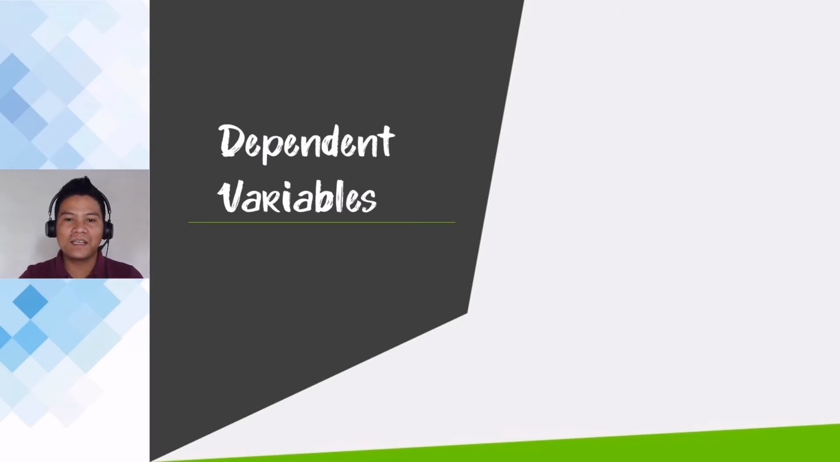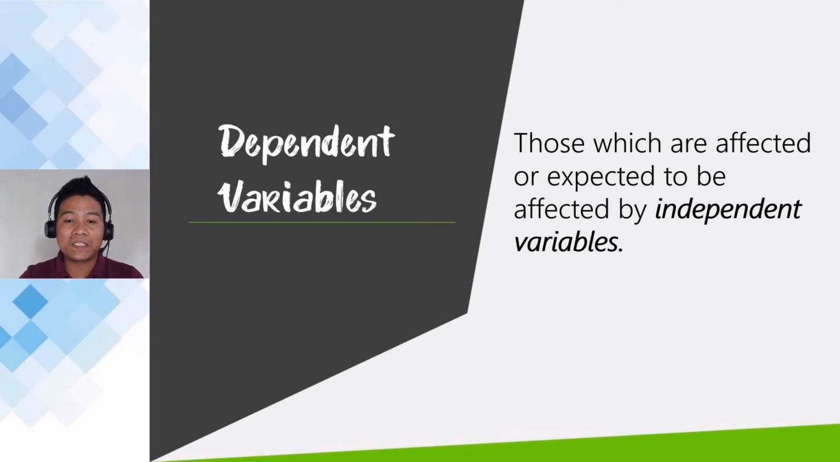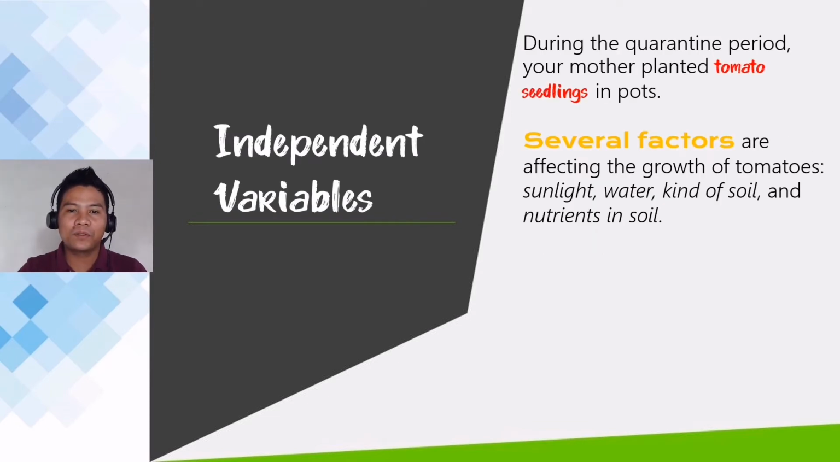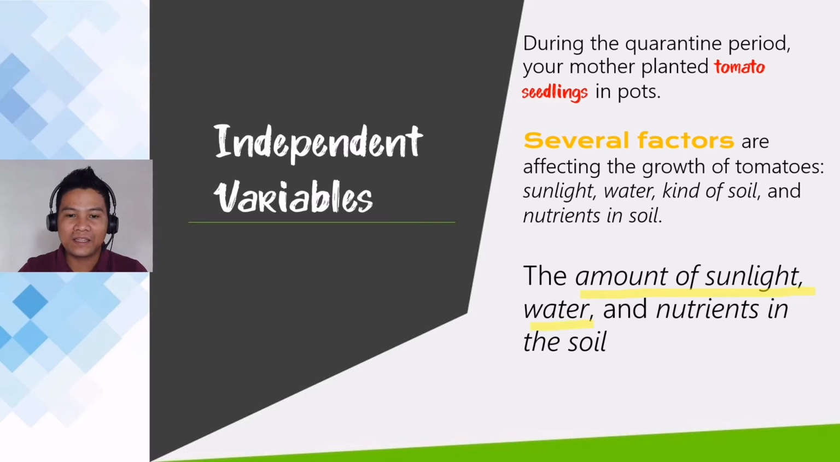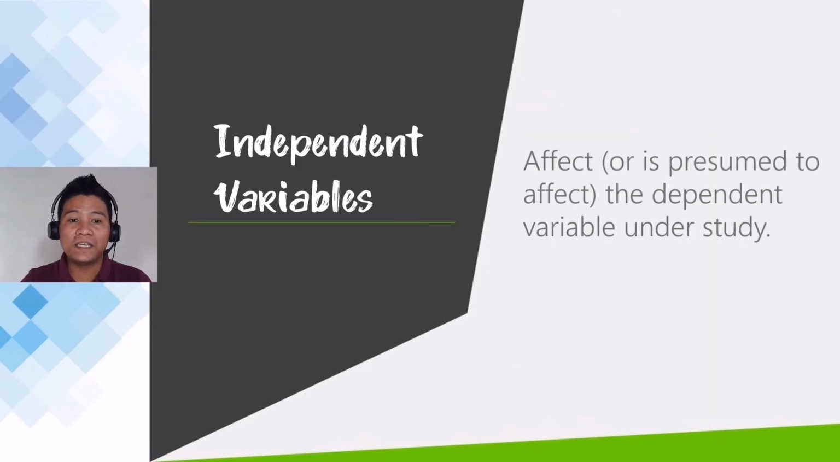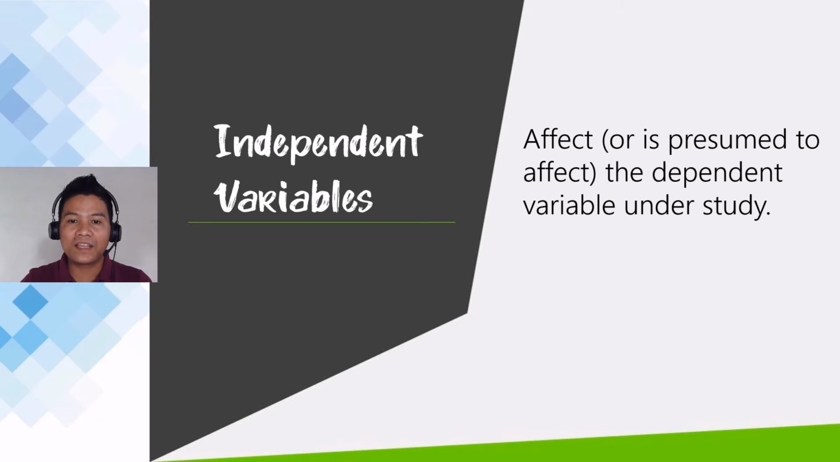Therefore, we can say that those which are affected or expected to be affected by independent variables are called dependent variables. In the same example, what are the independent variables? Correct. The amount of sunlight, water, and nutrients in the soil. Thus, we can say that independent variables are those that affect or is presumed to affect the dependent variable under study.